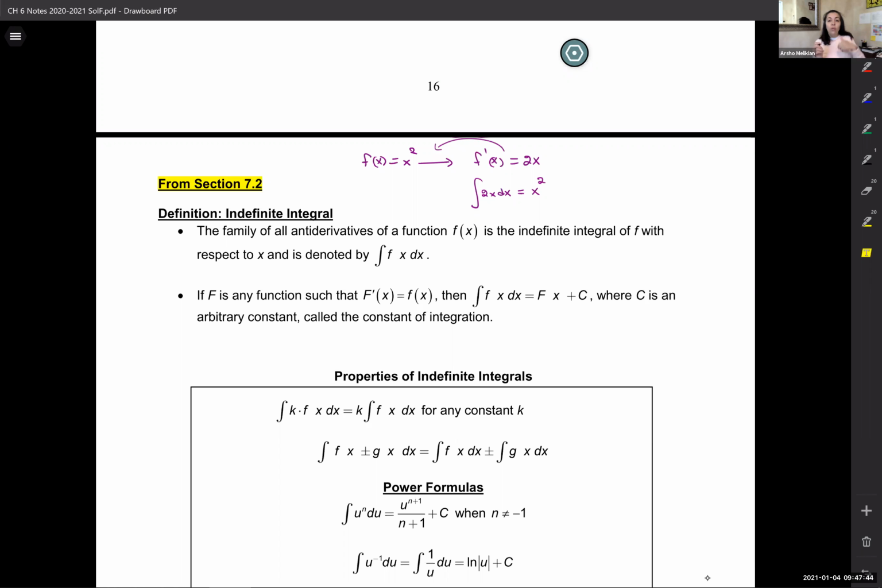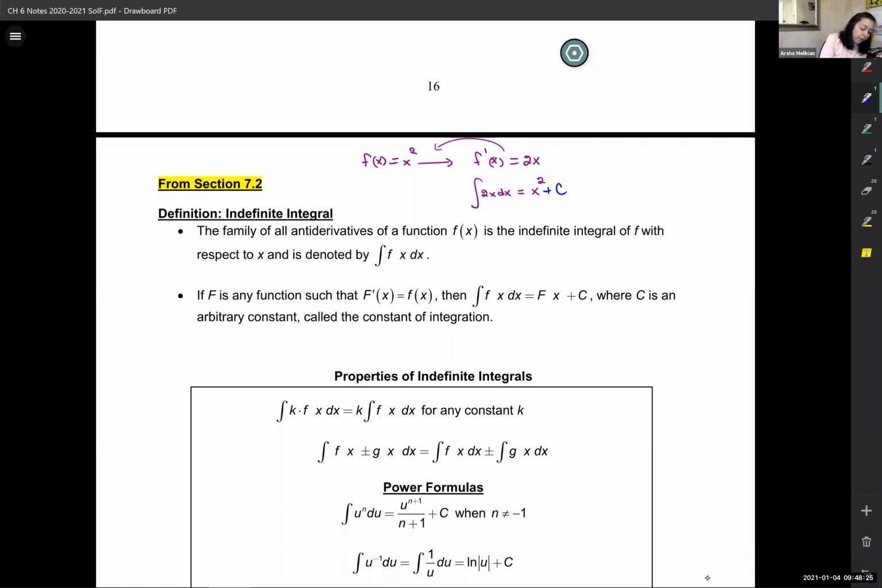But now, what if somebody's like, hey, Miss Malikian, x squared plus 7 also has a derivative of 2x. Would they be right? They would be right. And x squared minus 7 also has the same derivative. So how many functions are there that would have the same derivative of 2x? Infinite number. So basically, it's x squared plus any constant, right? That is the family of functions for which the derivative would have been 2x.